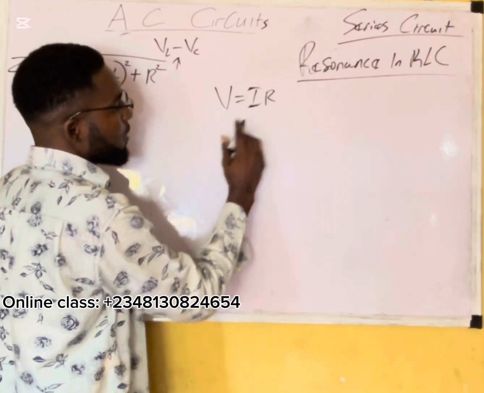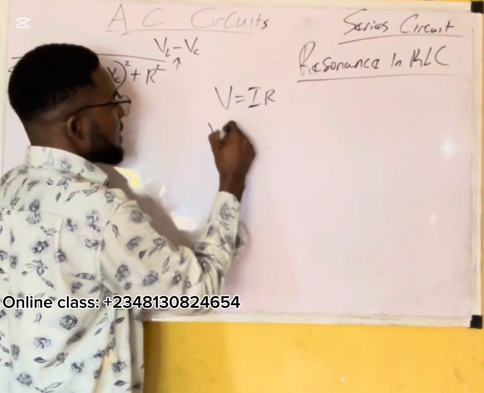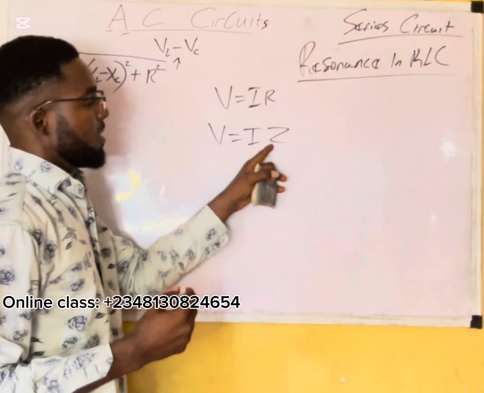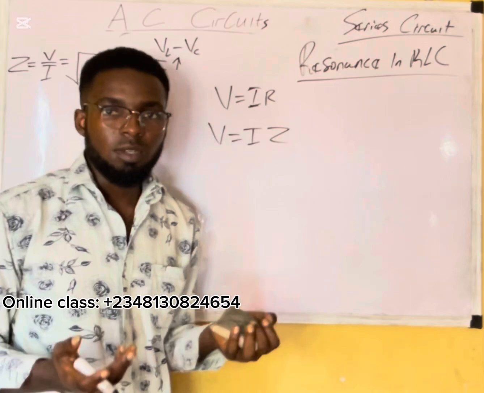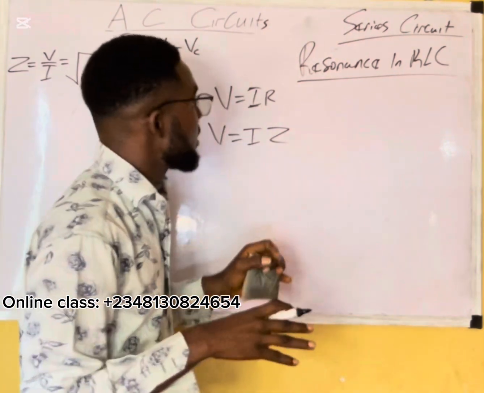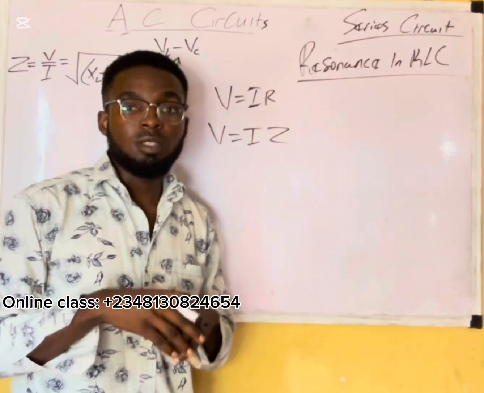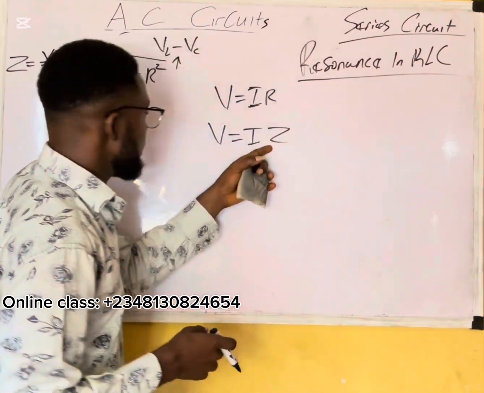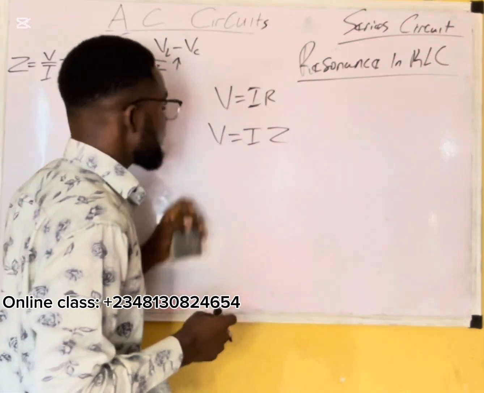So therefore, in this case, V is equal to what? IZ, impedance. Impedance is measured in ohms. That is the opposition to current in the RLC series AC circuit. So this is the impedance.